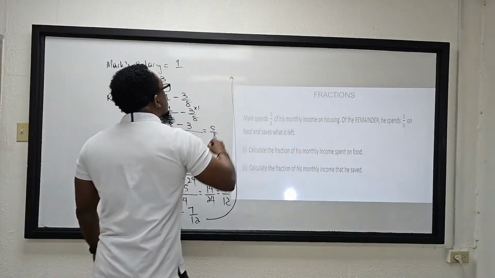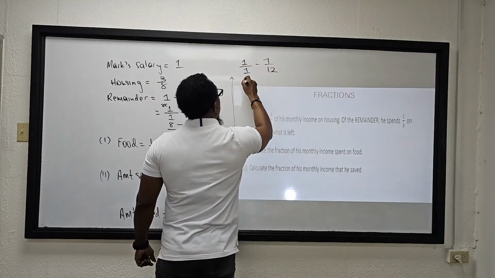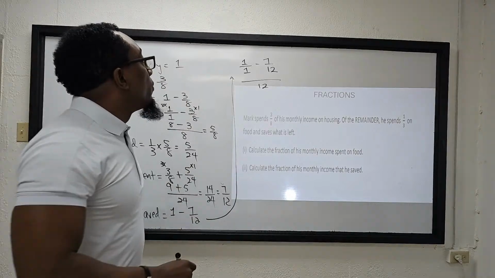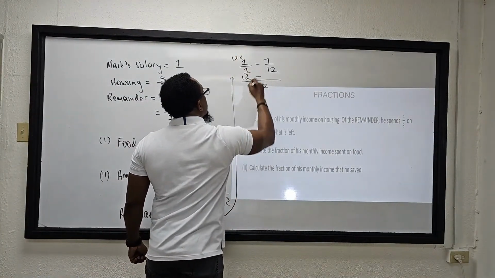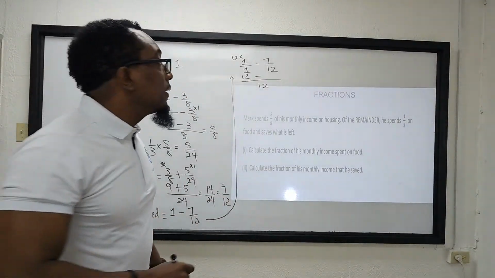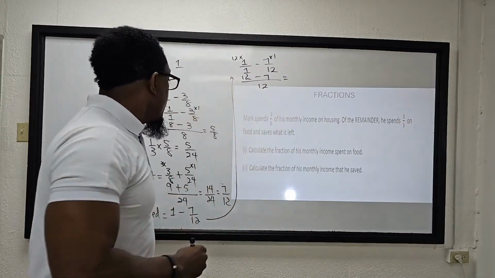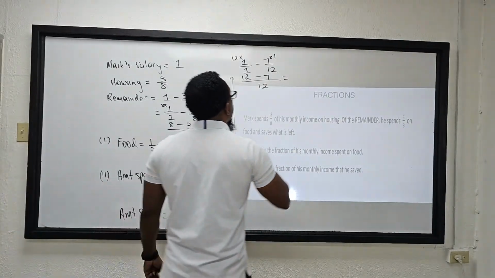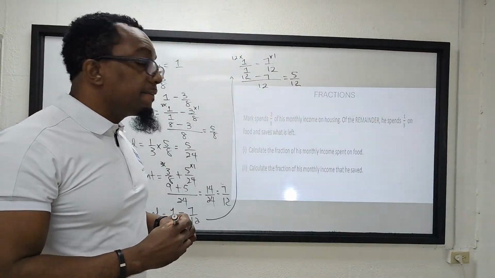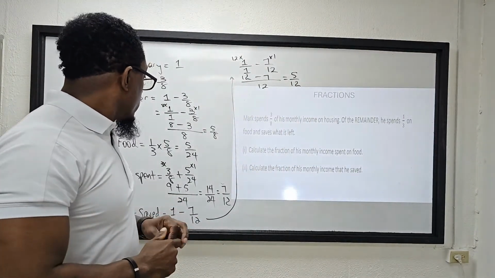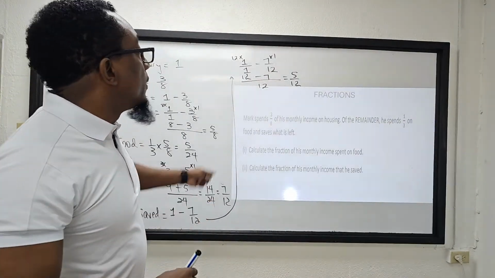This is the same as 1 over 1. Subtract 7 over 12. The LCM is 12. So 1 into 12 is 12. 12 by 1 is 12. Subtract 12 into 12 is 1. 1 by 7 is 7. And I know 7 from 12 will give me 5 over 12. So 5 over 12 will be the amount saved as a fraction. So for part 2, the amount saved as a fraction will be 5/12.